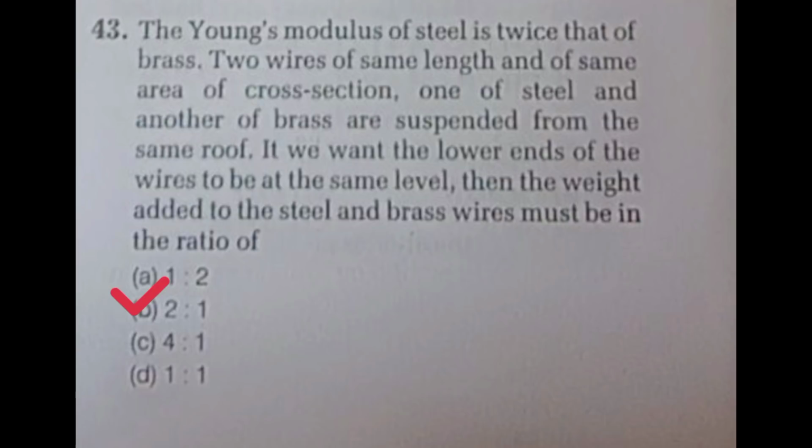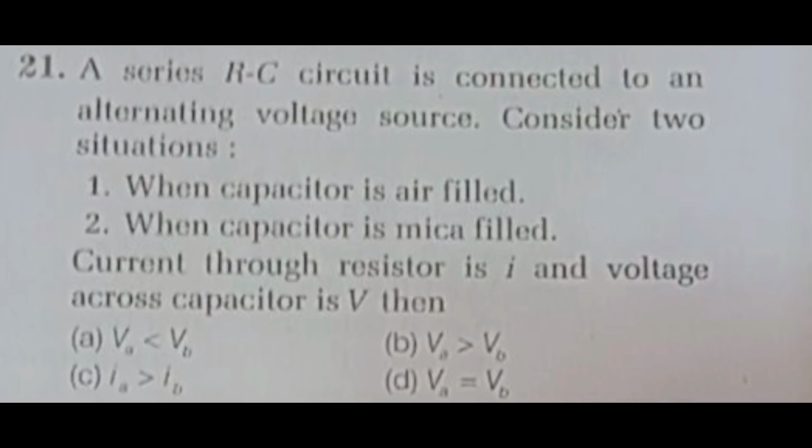The next question, a series RC circuit is connected to an alternating voltage source. Consider two situations. When the capacitor is air filled, and when the capacitor is mica filled. Current through the resistor is I and voltage across the capacitor is V. Then, from this, the right one is option number B, that is VA is greater than VB.